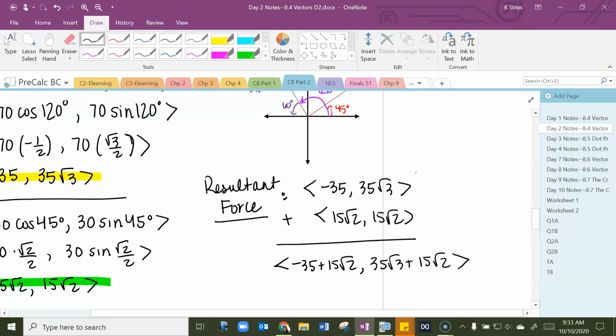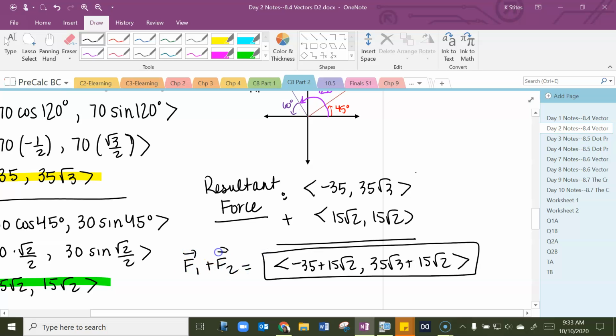And you can either leave your final answer like this. I'm going to put it as F1 plus F2. Or you'd have to write it like this, negative 35 plus 15 root 2 I plus 35 root 3 plus 15 root 2 J, which I feel is super obnoxious looking. So I would just recommend using the angle brackets.